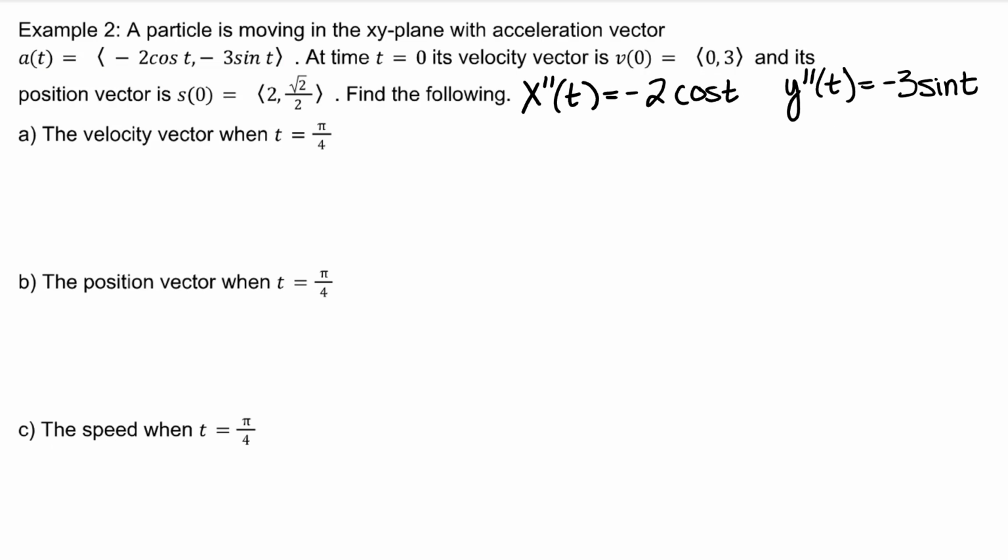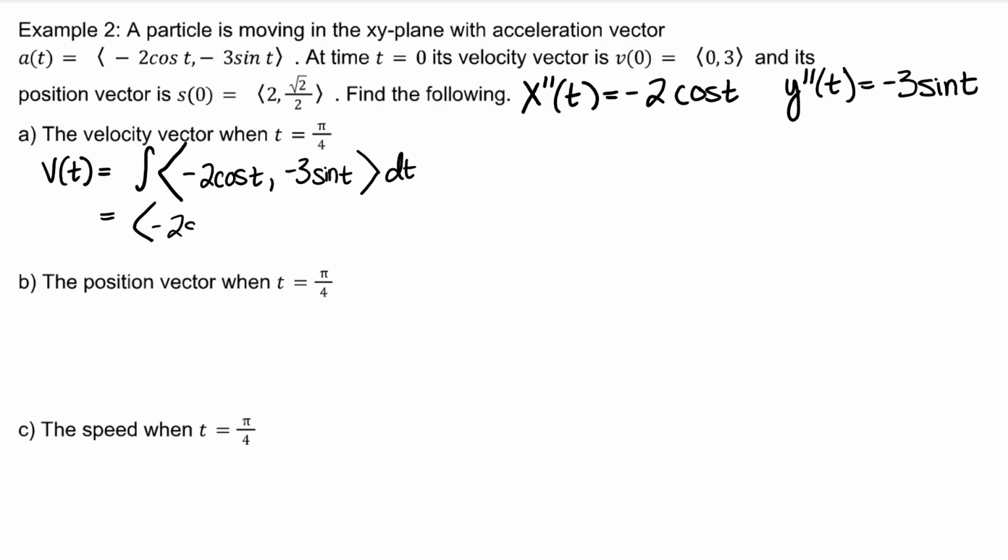To get the velocity vector when t equals pi/4, we're going to need to integrate the acceleration vector. The integral of -2 cosine t with respect to t is -2 sine t plus c. Now I know the y component will also have a plus c, so I'm going to call this c subscript 1 and the other one c subscript 2. To solve for those c values, when t is equal to 0, the velocity x component is 0, the velocity y component is 3.